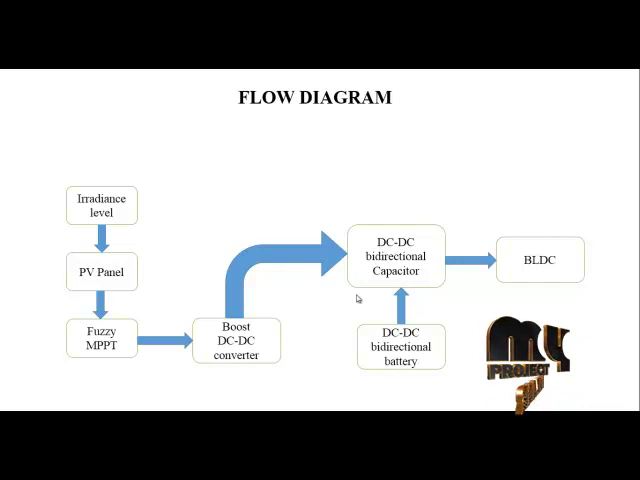After that, we use the DC to DC boost converter. The PV panel voltage is reduced, so we boost it for electric vehicle fast charging using the boost DC to DC converter. After that, we use two methods: one is capacitor storage, another one is battery storage. These two storages are connected through a bidirectional DC to DC converter. After that, it connects to the BLDC motor, which is based on the electric vehicle concept.